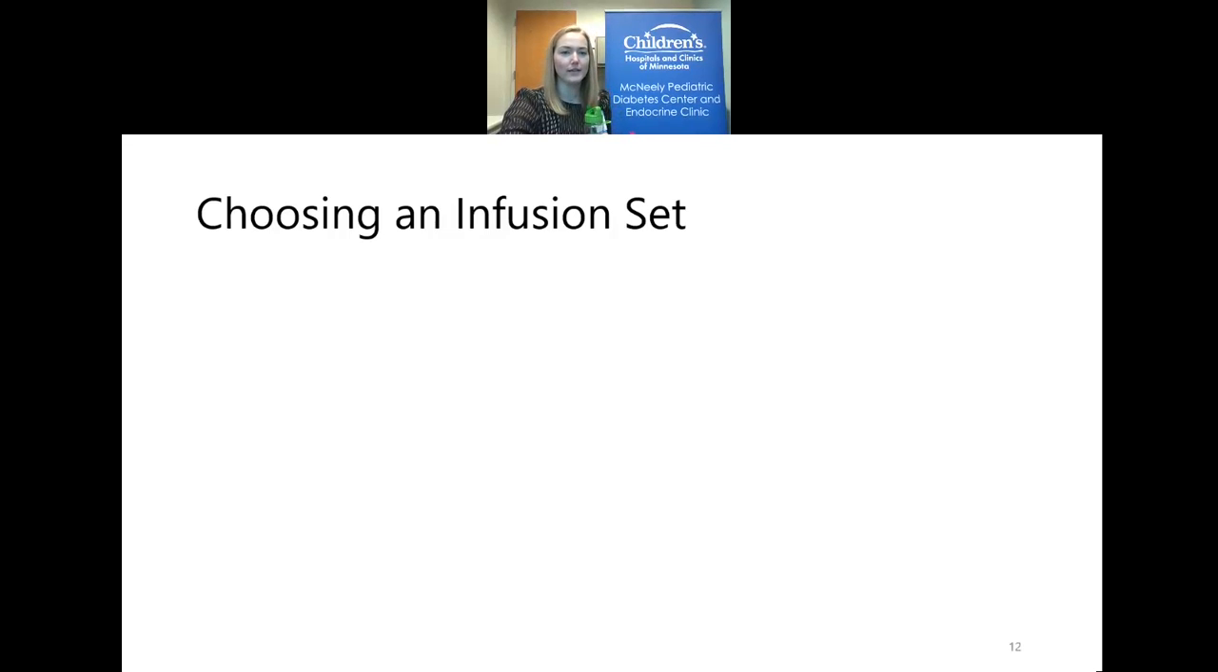So, choosing an infusion set. Both Tandem and Medtronic have a variety of options available. Infusion sets can really make a difference in how your blood sugars respond to pump therapy. So we want to choose an infusion set that fits your body.